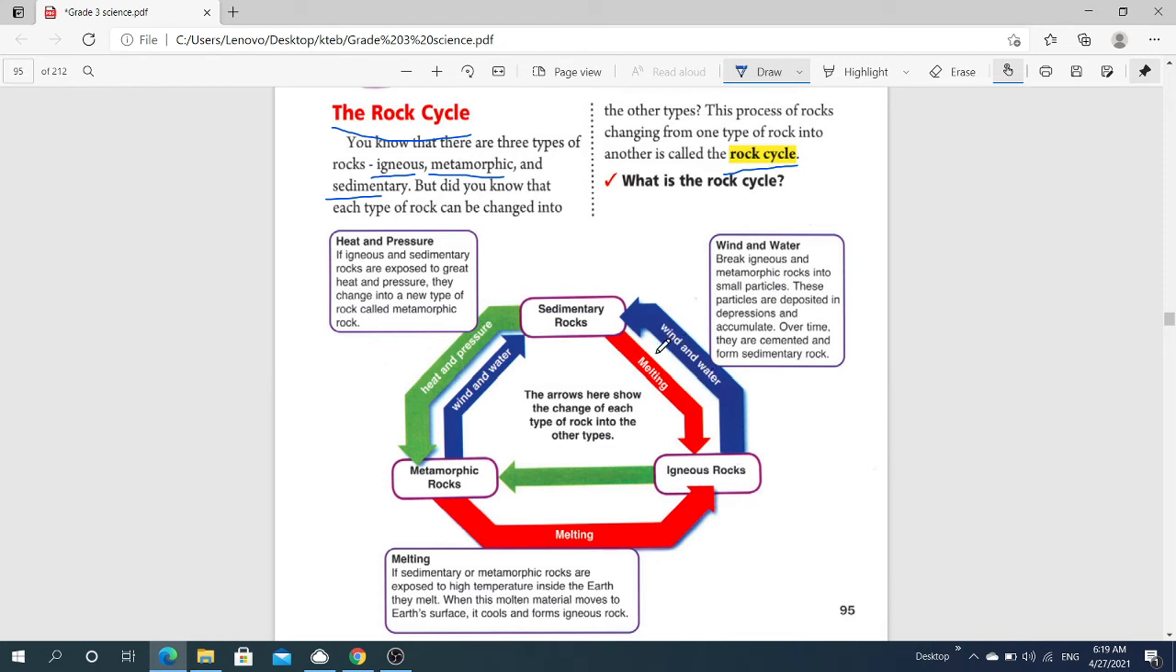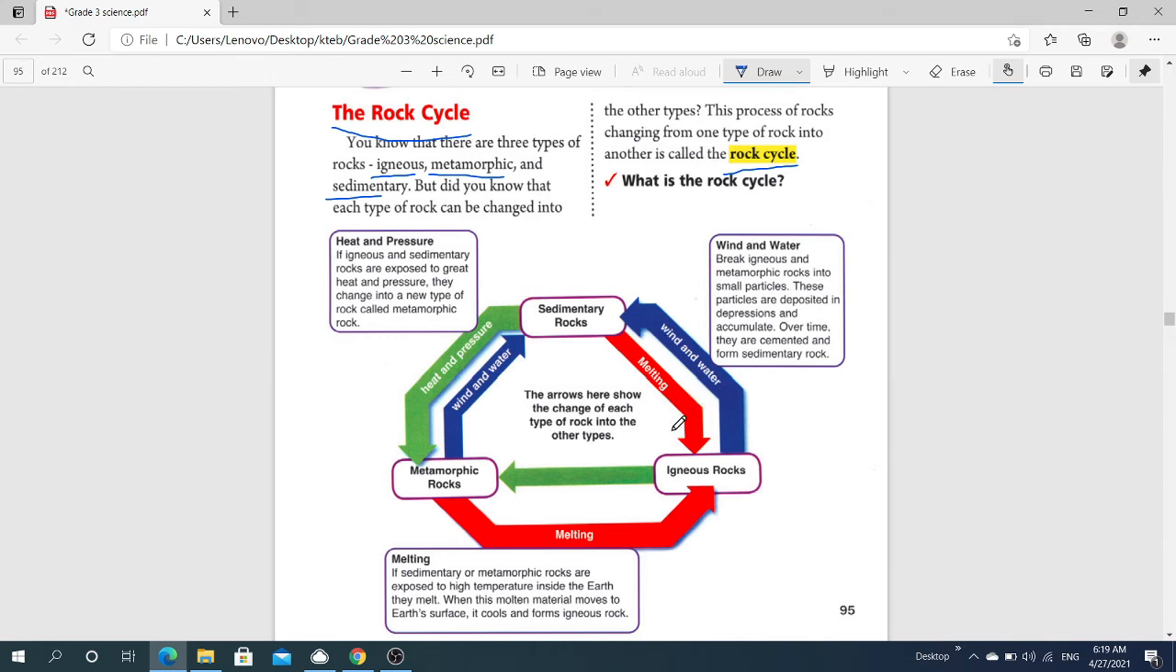Some of them are caused by wind and water changing, and some of them are melting. Some of them wind and water, heat and pressure, and melting. The arrow here shows the change of each type of rock into the other type. Most of them are changed to a new type of rock. Sometimes melting, and sometimes pressure and heating and wind and water change the rock to another type.